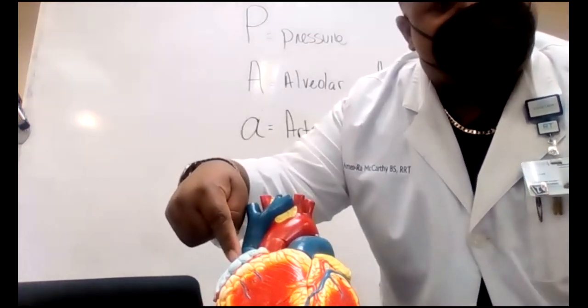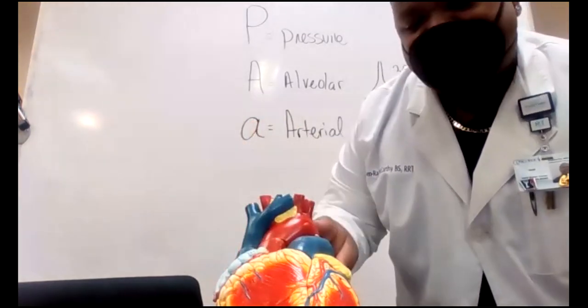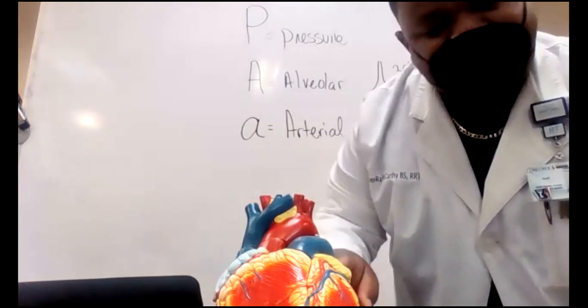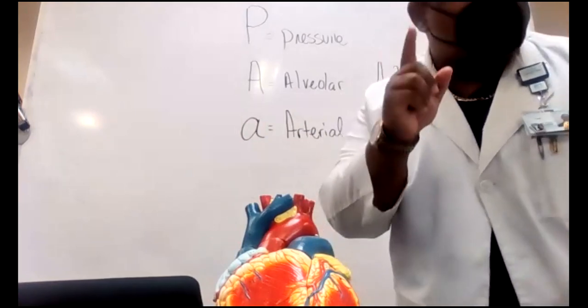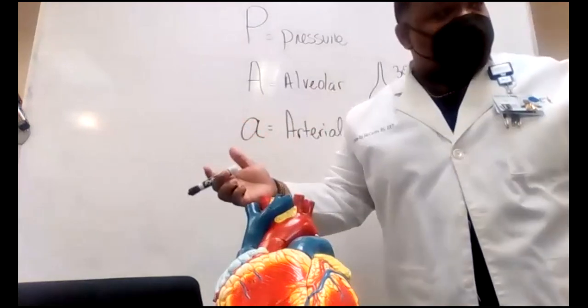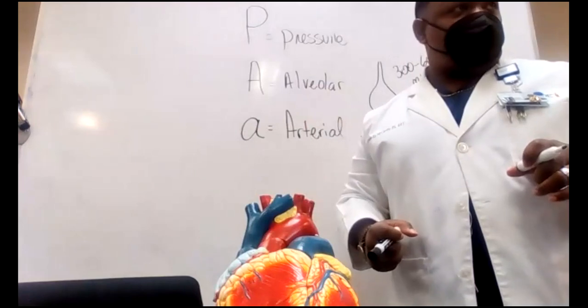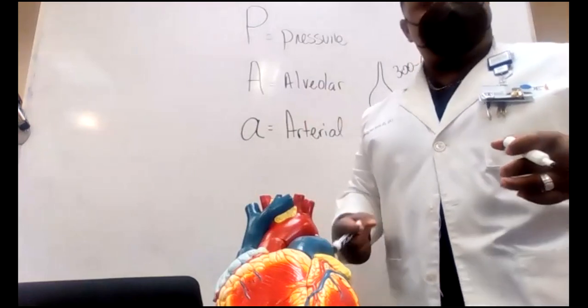Goes into the right side of the heart, gets pumped into the lungs, picks up that good old oxygen, then it turns red, comes back to the heart, oxygenated. That's what's supposed to happen, right? But you're going to learn that it doesn't always happen. And you as a respiratory therapist have to figure out why it didn't happen and fix it, okay?